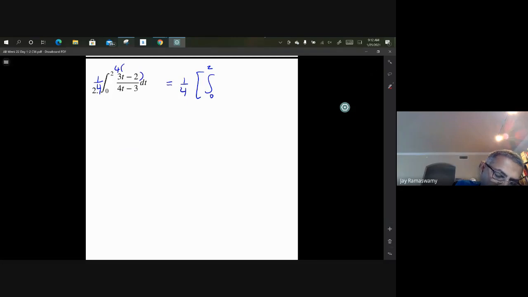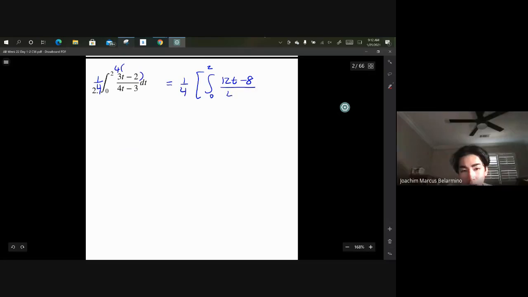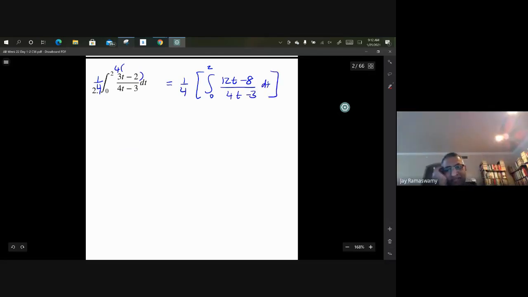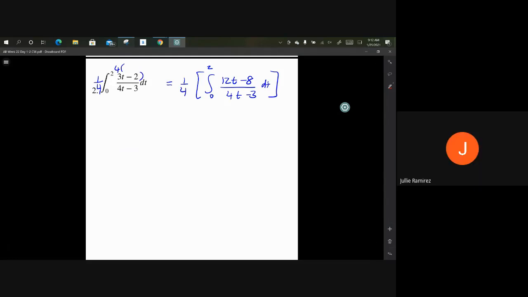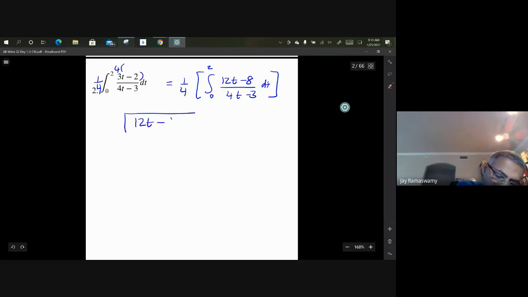What does the numerator become? 12t minus 8, all over 4t minus 3. Is everybody okay there? Now can I just do long division? Because 4 totally goes into 12. So I'll do long division. 12t minus 8, 4t minus 3.